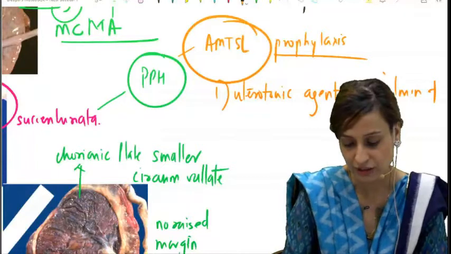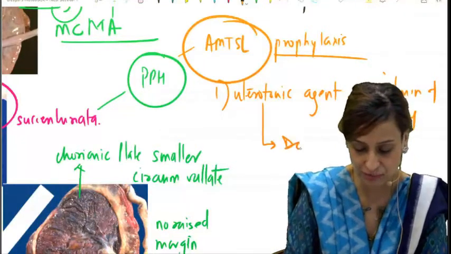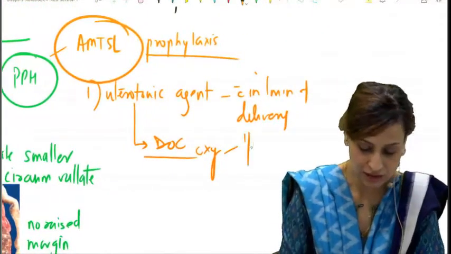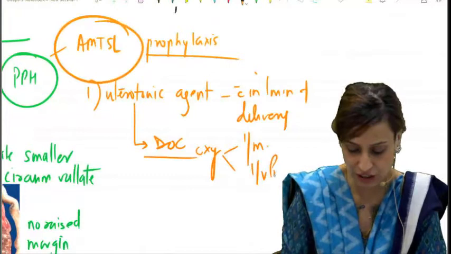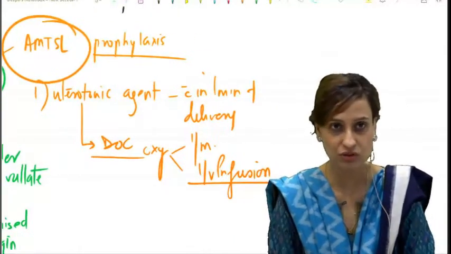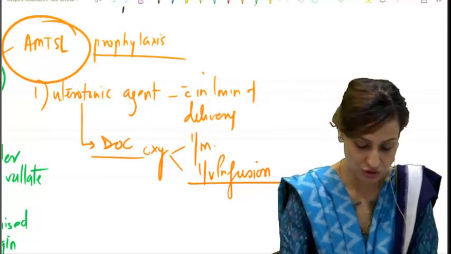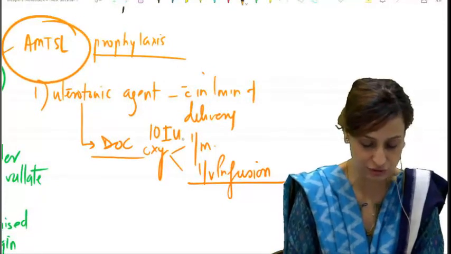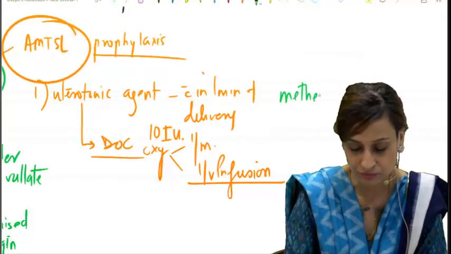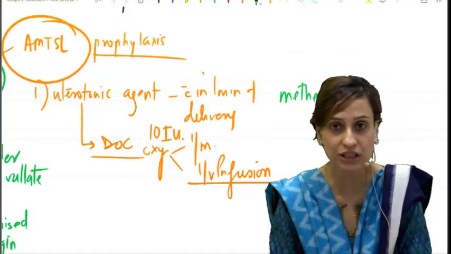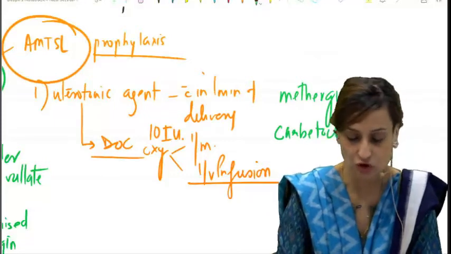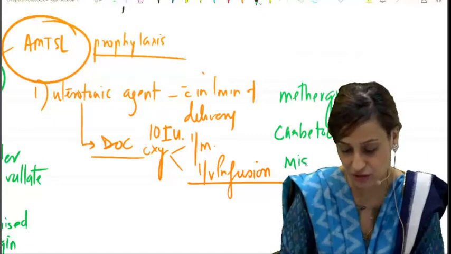Now here we have written uterotonic agent. Remember, the drug of choice is oxytocin. It can be given IM bolus or IV infusion. So IV has to be an infusion, not an IV bolus. Although the drug of choice is oxytocin and you give 10 international units, the other drugs that can be given are methergin, or methylergometrine, then carbetocin, which is a synthetic oxytocin analog, as well as misoprostol.